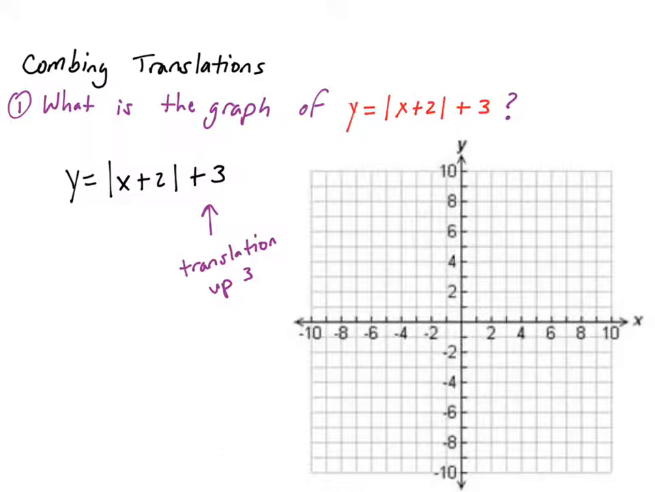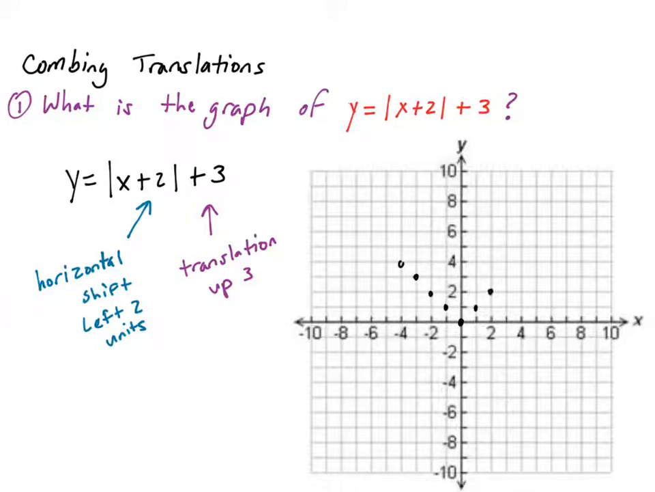But then if we go back to 2.6, we should recognize that this is going to be a horizontal shift that is left 2 units. So what we can do is we'll just go ahead and plot the parent function, and then we'll just make our moves from there.